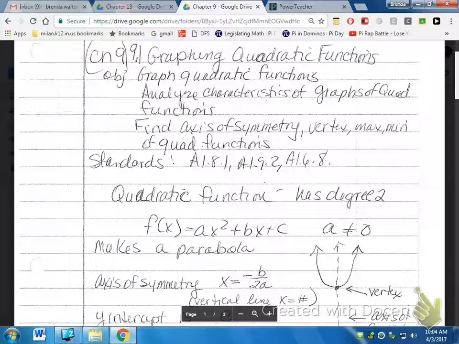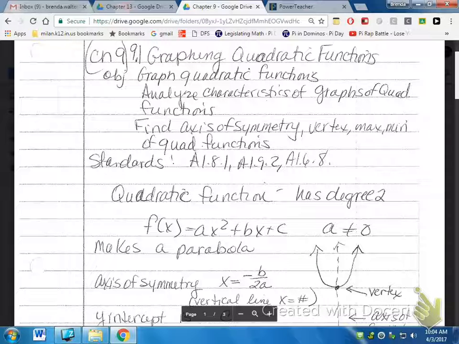Lesson 9.1, graphing quadratic functions. So this is a combination of looking at quadratics. That means an equation that has a squared variable. Looking at what the graphs are, which are parabolas, and different information about the parabolas.